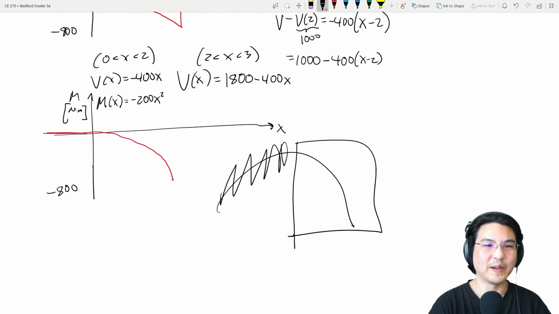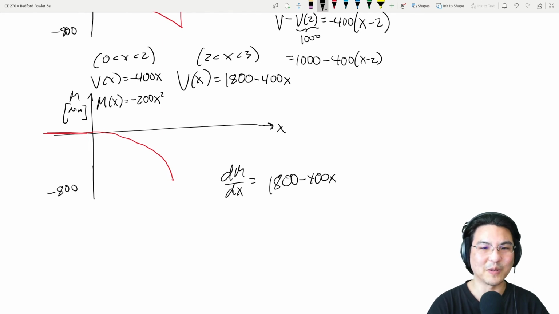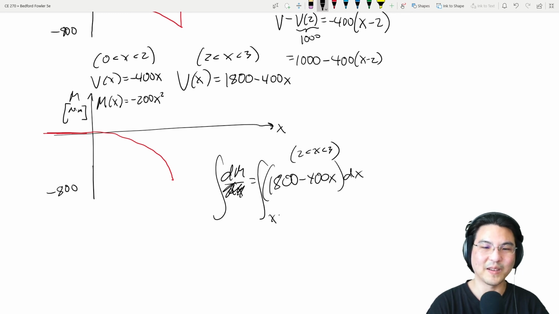Okay, now what about between 2 and 3? Between 2 and 3, same, dM/dx equals V. V is 1800 minus 400x, and this is between 2 and 3 again, right? Okay, so then let's move dx right here, and then integrate both sides from x equal 2 to some other x between 2 and 3. So this is M at x equal to 2 to some other M.